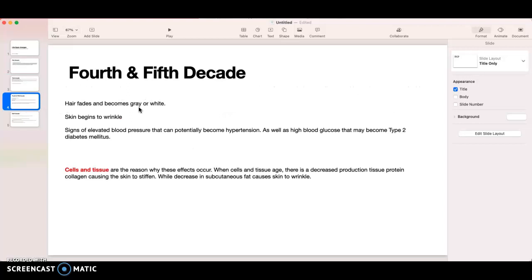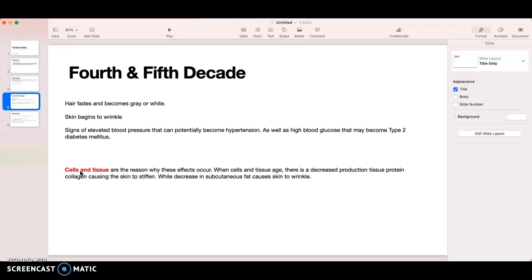In the fourth and fifth decade, hair fades and becomes gray or white. Skin begins to wrinkle. This is when wrinkling becomes more visible. There are signs of elevated blood pressure that can potentially become hypertension, as well as high blood glucose or sugar that may become type 2 diabetes mellitus. Cells and tissue are the reason why these effects occur. When cells and tissues age, there is a decreased production of tissue proteins, like collagen, causing the skin to stiffen, while a decrease in subcutaneous fat causes skin to wrinkle.